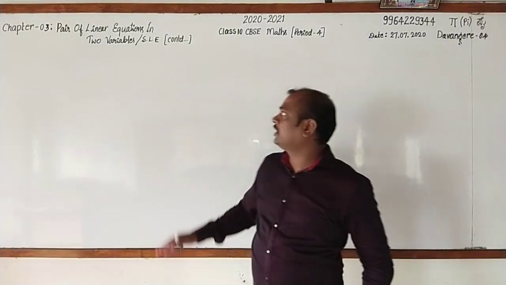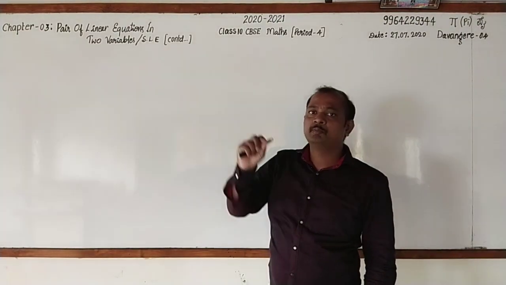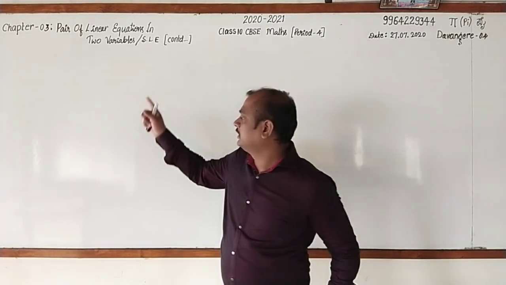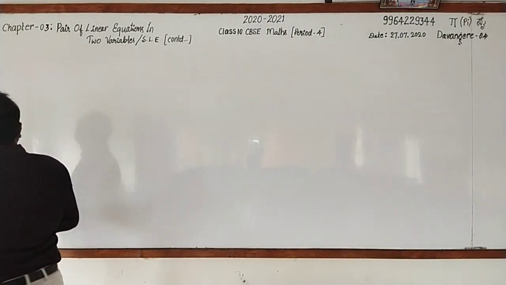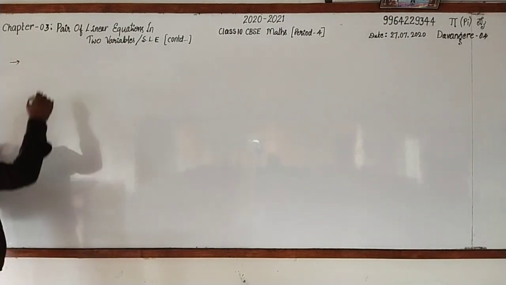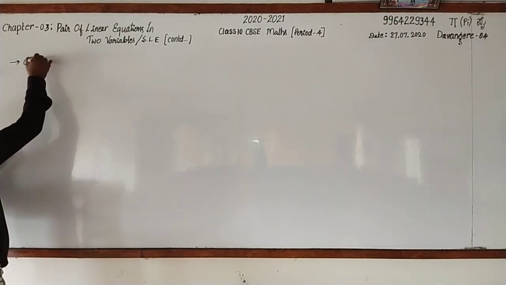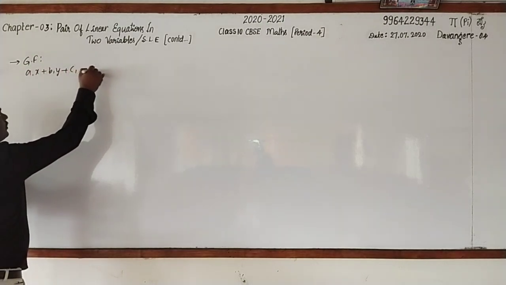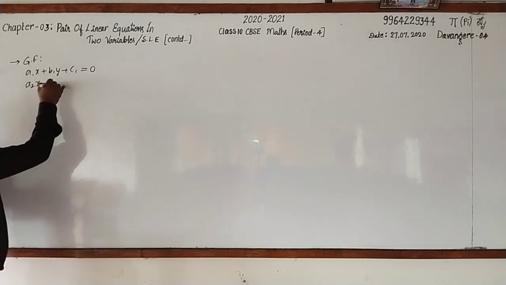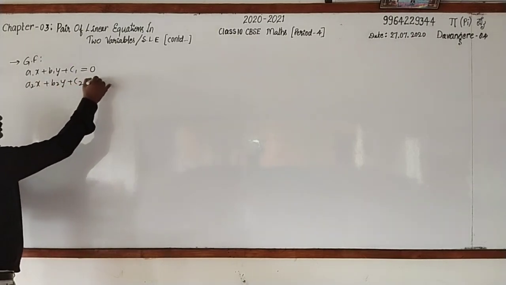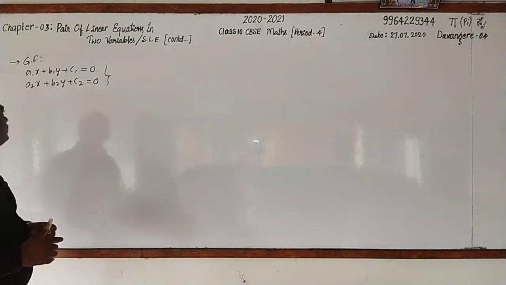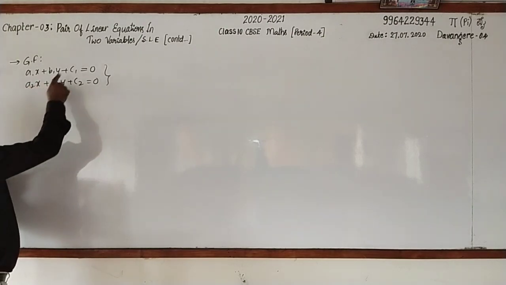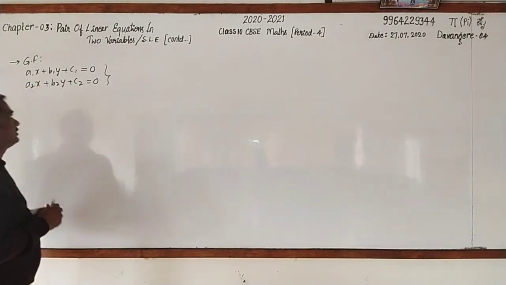Dear students, now let's continue this chapter. Before that, let us recall what we learned in the previous class. With respect to this chapter, first we got the general form of it: a1x + b1y + c1 = 0, a2x + b2y + c2 = 0, where a1, a2, b1 and b2 are not equal to 0, and a1, a2, b1, b2, c1 and c2 are real numbers, right?